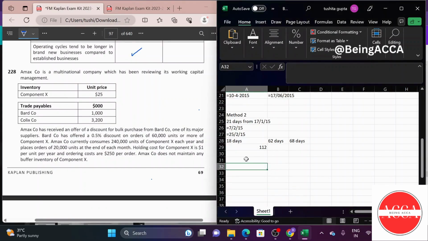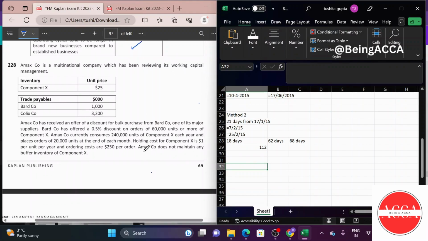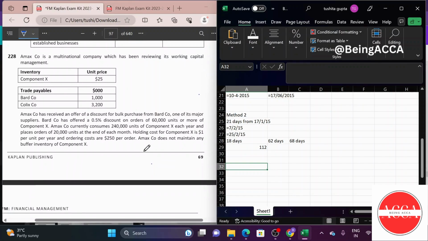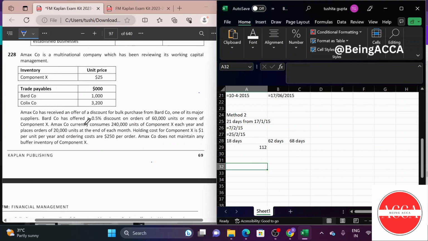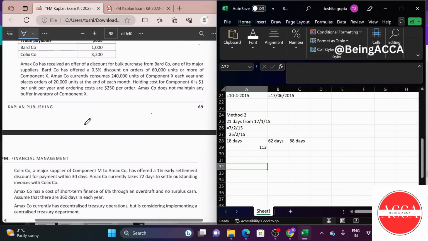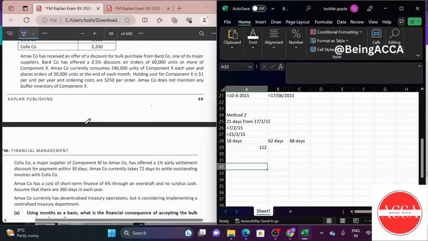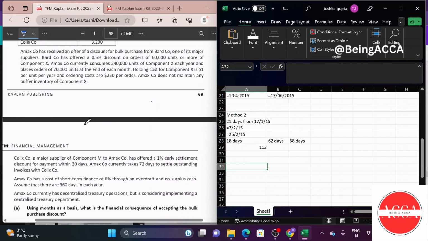Okay, let's continue with the second question. Amax Company is a multinational company which has been reviewing its working capital management. We have the details of inventory and trade payables given to us. Amax Company has received an offer of a discount for bulk purchase from Bard Company, one of its major suppliers. Bard Company has offered a 0.5% discount on orders of 60,000 units or more of component X.